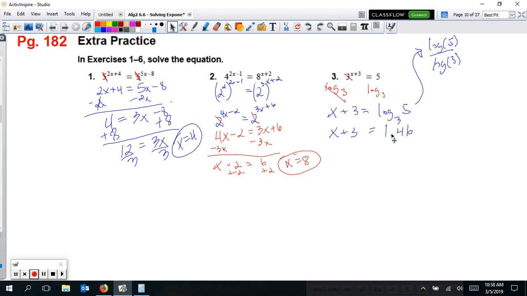So that's our 1.46. Now I just got to solve this by subtracting 3. So subtract 3 and we're done. X will equal negative 1.53.